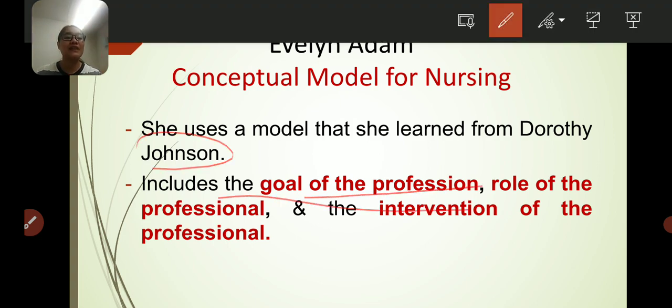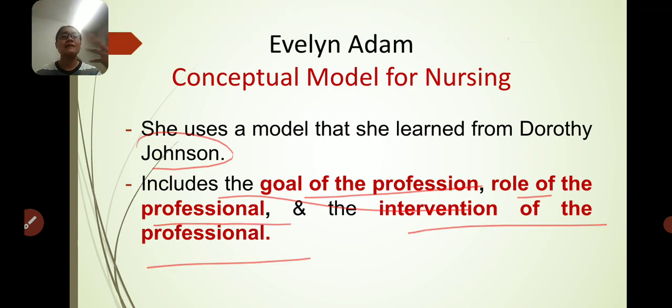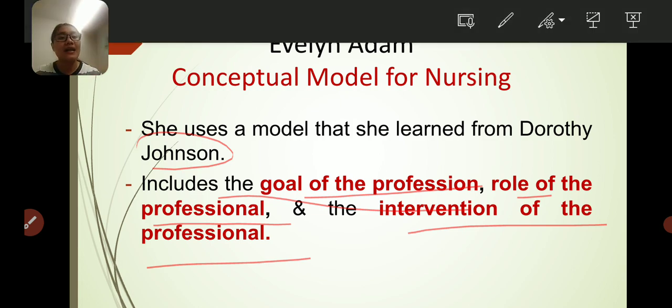Includes the goal of the profession, role of the professional, and the intervention of the professionals. Some of the terms here, guys, are self-explanatory. So, wala mo discuss isa-isa. Because, guys, it's self-explanatory. I know you can understand those topics. So, I am just here to guide you and to give you some brief information about this. And do not worry, because as I mentioned a while ago, we'll be discussing these following theories more deeply in the subsequent lectures nato.